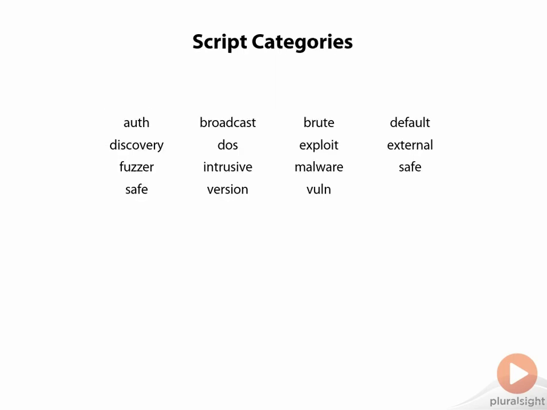Nmap has 15 script categories that can be used to call a similar set of scripts for a given service. While using categories might have a place, my preference is to specify desired scripts specifically on the command line. Since they can add significant time to the scan, I find that only executing the scripts I need saves time.